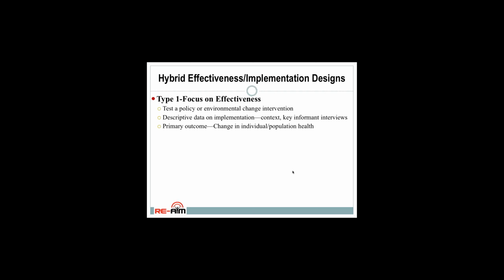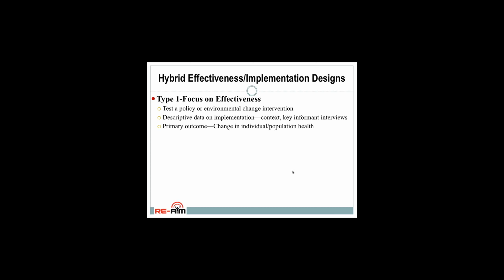And so when we talk about a type 1 hybrid effectiveness implementation trial, this type of trial has a primary focus on the effectiveness of the policy or an environmental change intervention. So when we do this policy, do we actually see health-related changes in the population that we are targeting? And then it has a secondary focus on the implementation of that policy or an environmental change. And so it typically has descriptive type of data on the context, things that we might get from key informant interviews.